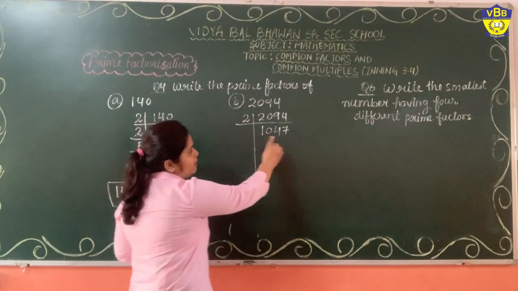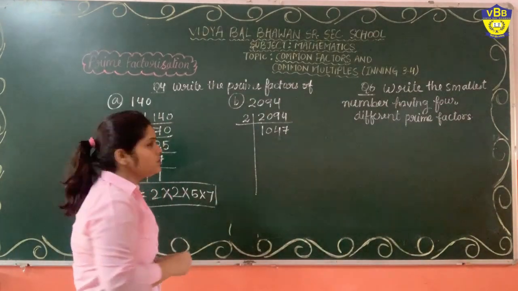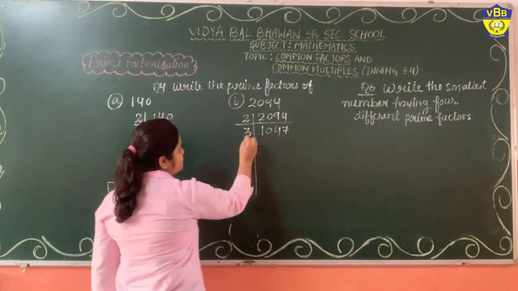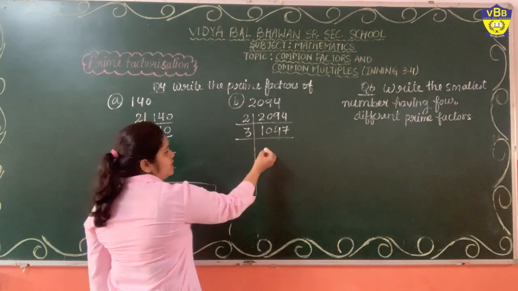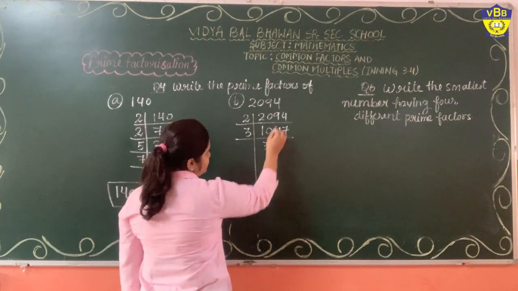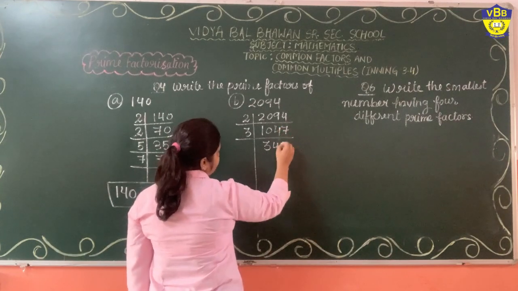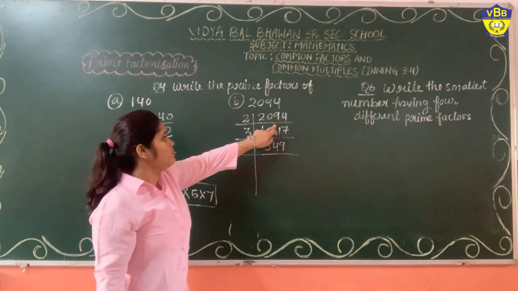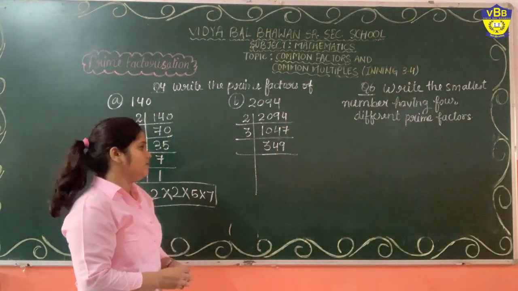You can check: 1 plus 0 plus 4 plus 7. 1 plus 4 is 5, 5 plus 7 is 12. So 12 is divisible by 3. That means it will be divisible by 3. Divide it. When you divide 1047 by 3, 3 3s are 9, 3 4s are 12, 3 9s are 27. When we divided 1047 by 3, we got 349.